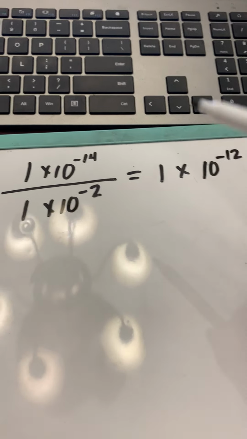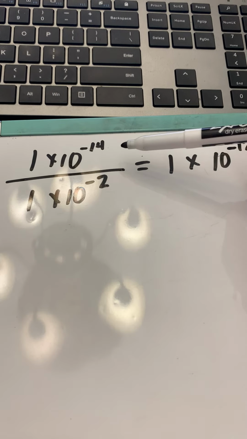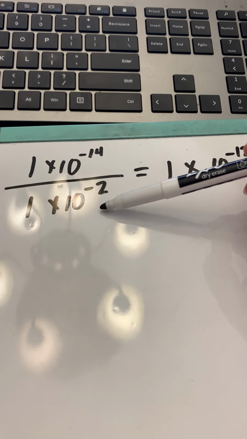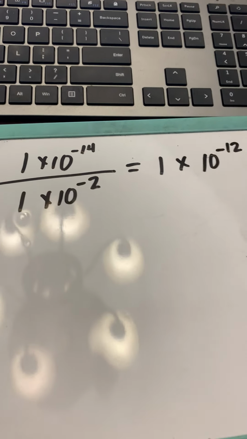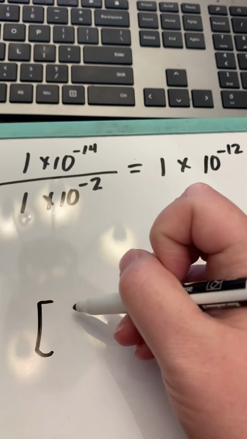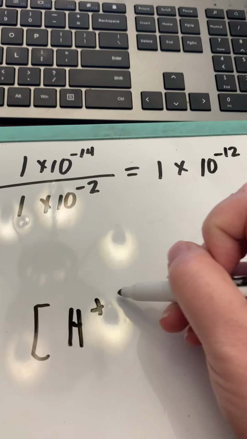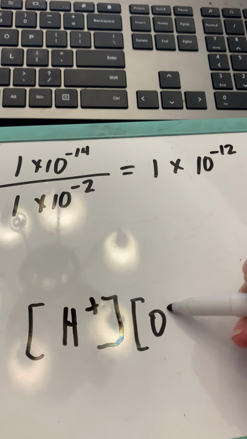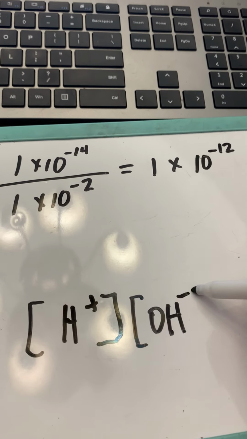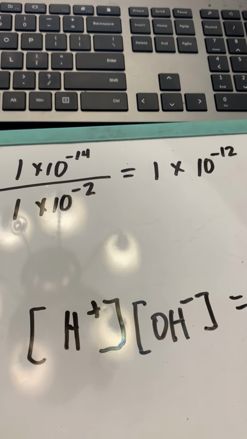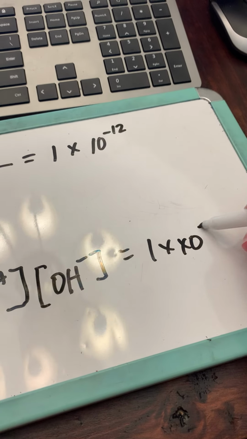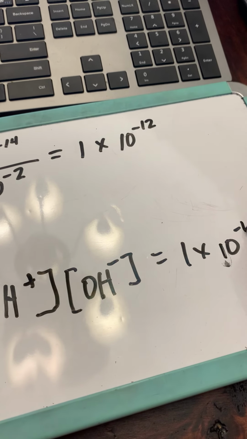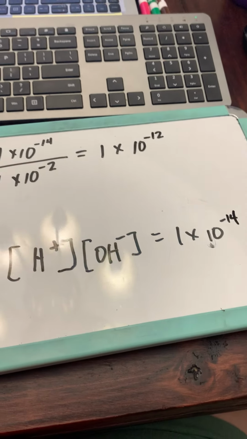So basically what you're doing is 1 times 10 to the negative 14 divided by 1 times 10 to the negative 2. Why? Because you're doing the H plus concentration times the OH minus concentration equals 1 times 10 to the negative 14. Okay, so that's the equation we're using.